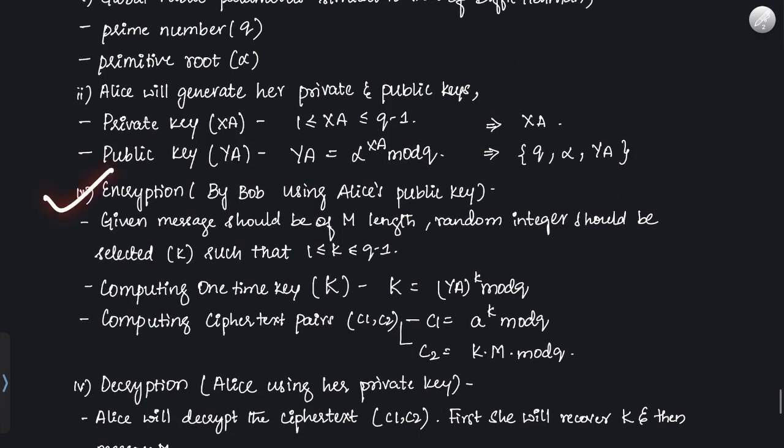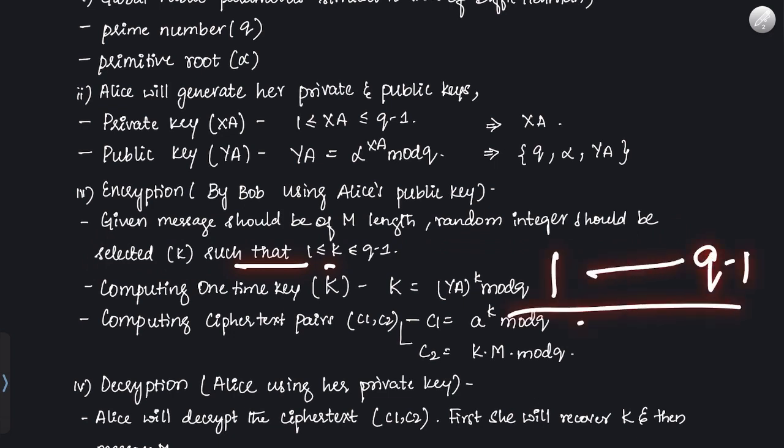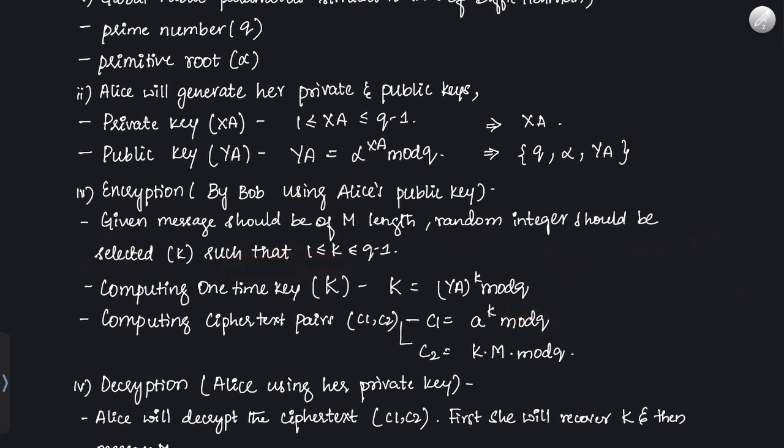And coming to Bob's encryption. Encryption will happen by Bob using Alice's public key now. Bob will encrypt the message as follows. The given message should be of length m and a random integer k should be selected. k is the random integer which has to be selected such that it is again in the range of 1 to q minus 1. After selecting this, I have to compute the one time key, that is capital K.